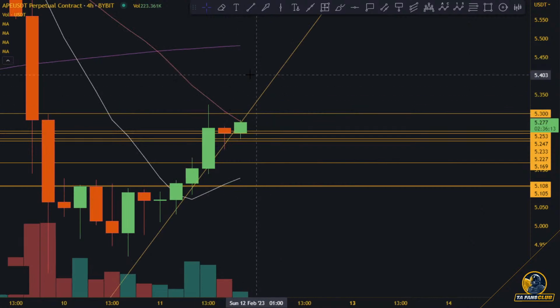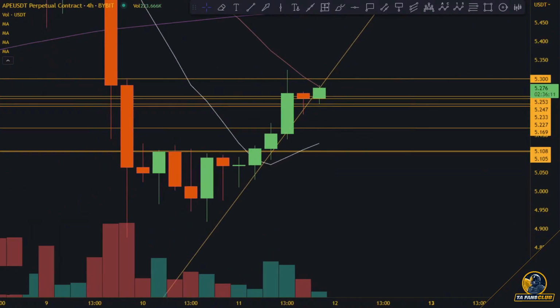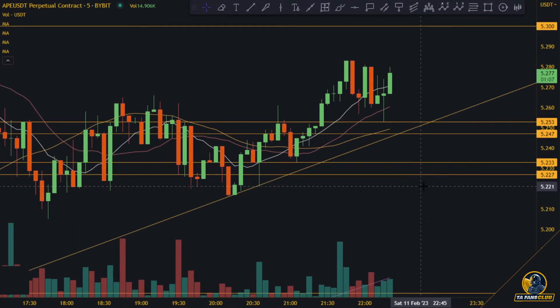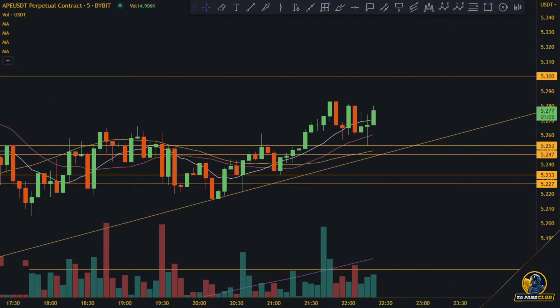Still sitting on this 20 moving average. I mean, it's not doing anything. We are at resistance, so if the resistance breaks, the resistance breaks. What are you gonna do about that?